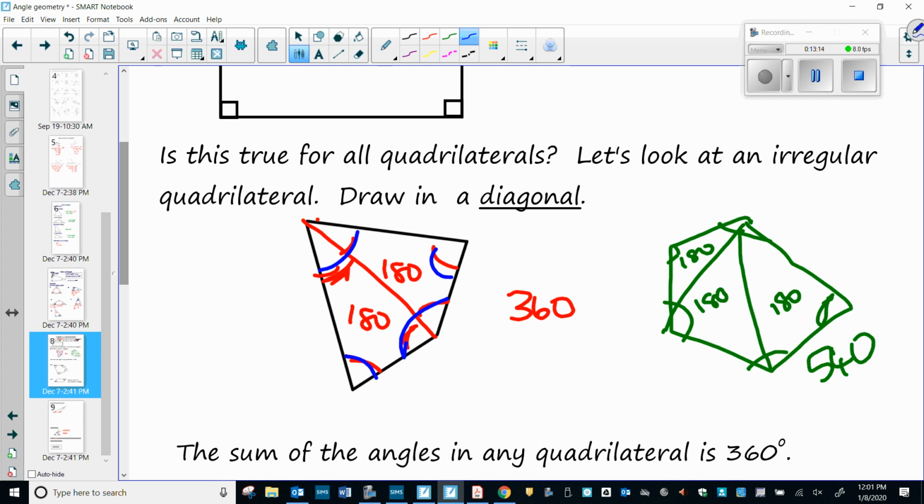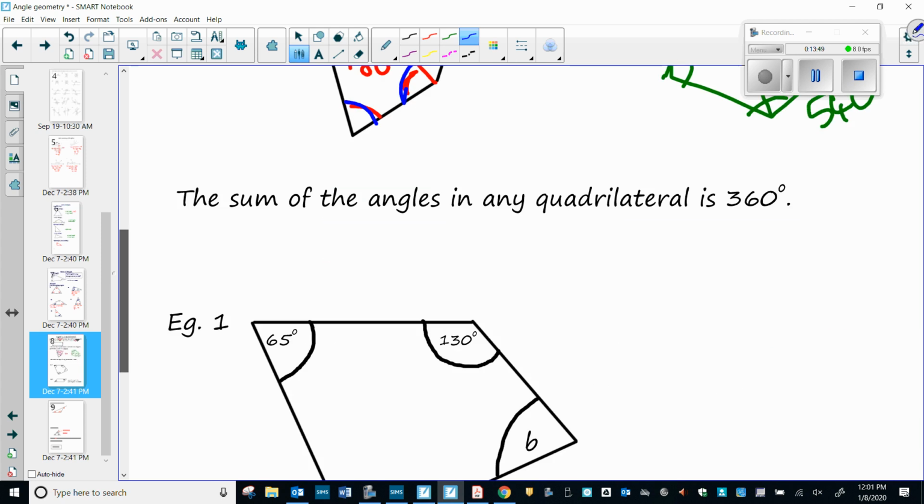Do you have to connect the vertices when you're doing this? Yes, to cut it up, yes. You wouldn't just randomly draw a line like that, because that wouldn't help. Or could you just do one vertex? Then you wouldn't have 2 triangles. Right. So to get the triangles, you'd have to go from vertex to vertex. Great. Good job. Okay, so the sum of any quadrilateral is always 360.